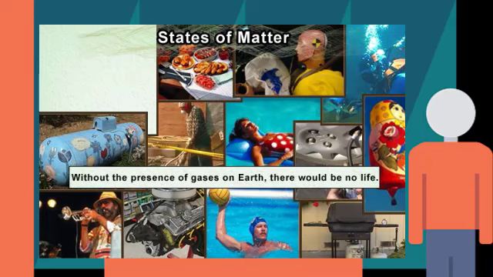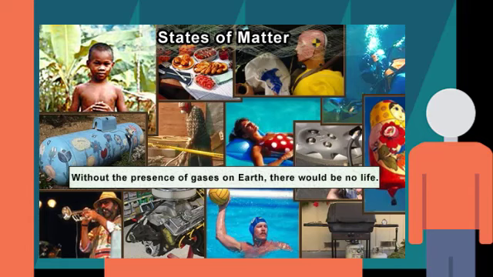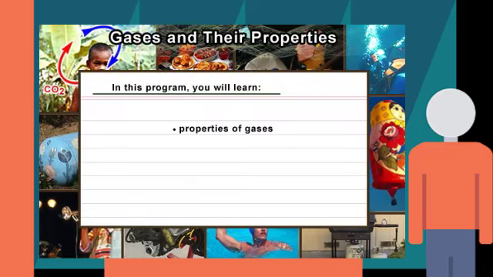Without the presence of gases, there would be no life. You must breathe in oxygen gas and exhale carbon dioxide gas in order to stay alive. Plants are just the opposite. They require carbon dioxide gas and release oxygen gas. As you can see, gases are a very important part of this world. This program will explore the properties of gases, the laws that describe the behavior of gases, and how chemists explain these behaviors.